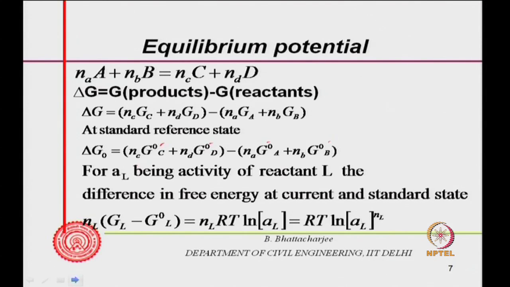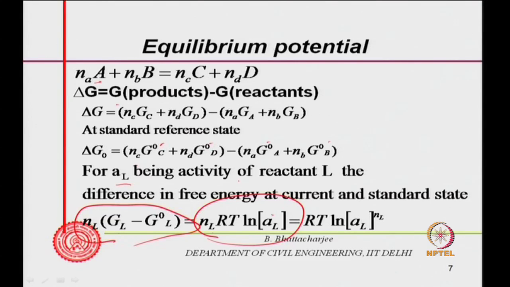So, therefore, for a given species, let us say species L like A or B, n_L (G_L minus G_L 0), it can be shown that it is actually n_L R T ln a_L. a_L is the activity, or it can be replaced by concentration in most cases. In many cases ideal laws are followed by concentration, where for real cases activity would be better. All right, but we will replace this by concentration.